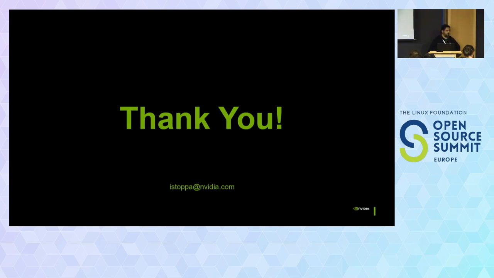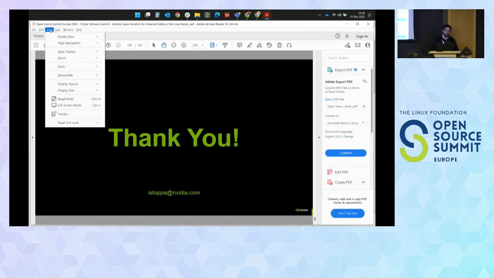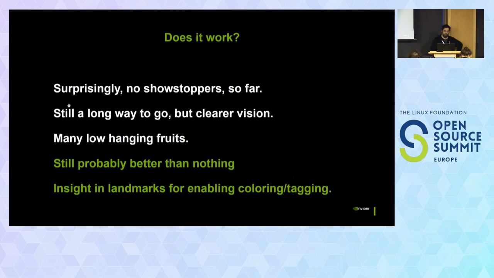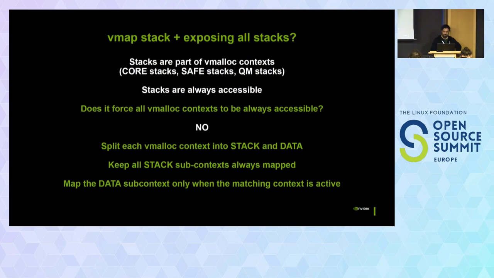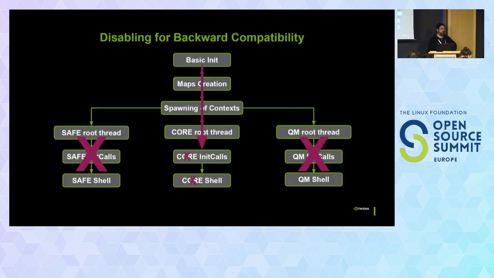Correct me if I'm wrong, but if you can go back to the simple diagram, the one with the three ensembles. It seems that what you've done prevents any possible interference between the safe context and the QM context, right? When you are in a certain context, it sees only what is mapped. If I am in QM context and, for some reason, malicious or not, I got an address which has leaked from safe and I try to access it, the branch of the page table is just missing, so I will get an MMU exception.